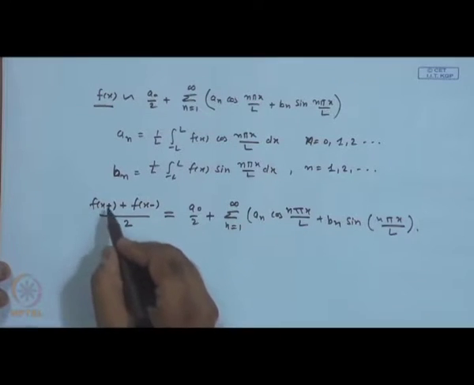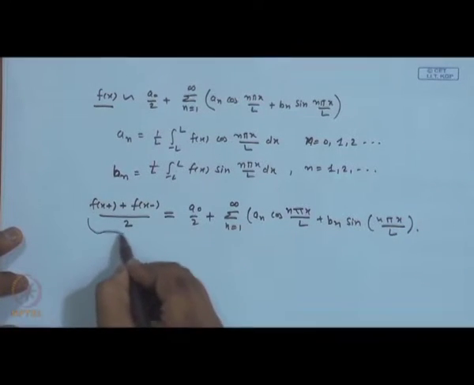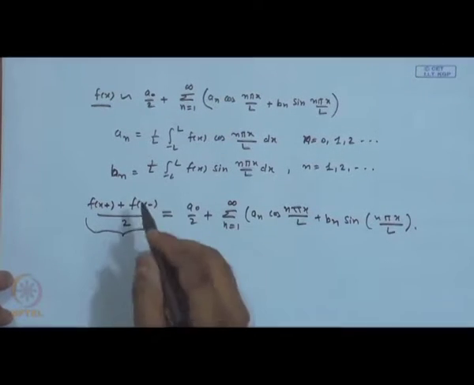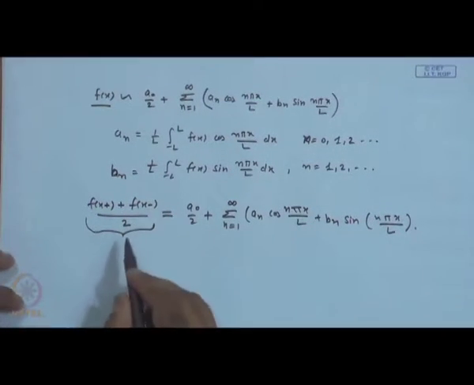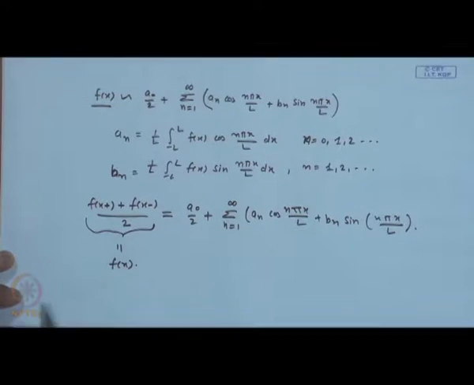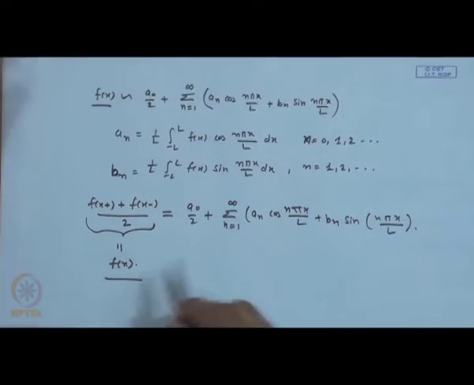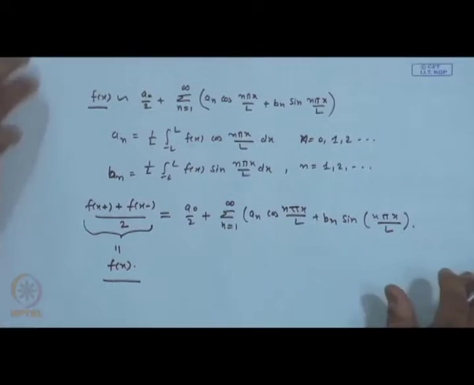And we have also mentioned that at a point of continuity, f(x+) is equal to f(x) and that is equal to f(x-). So, at a point of continuity this is simply f(x), and the series converges to the functional value.